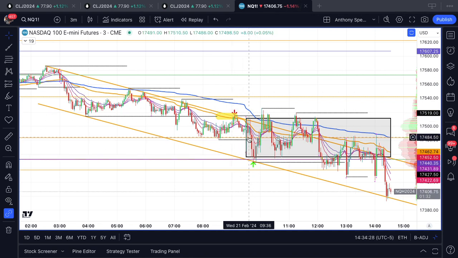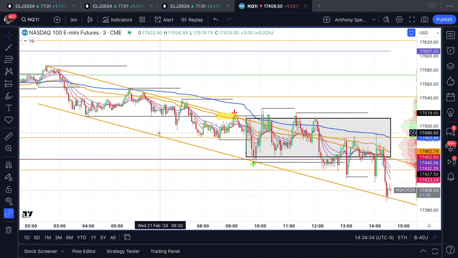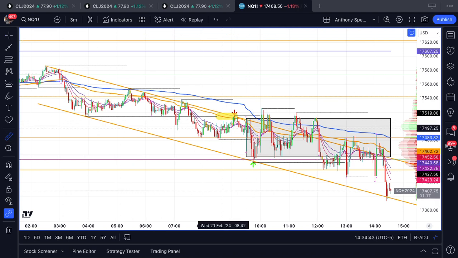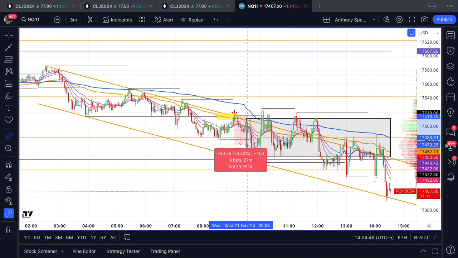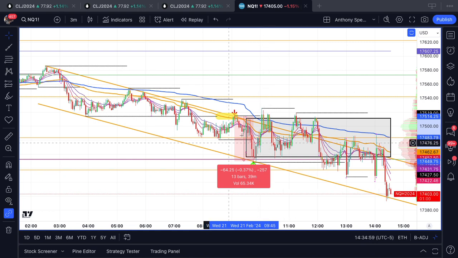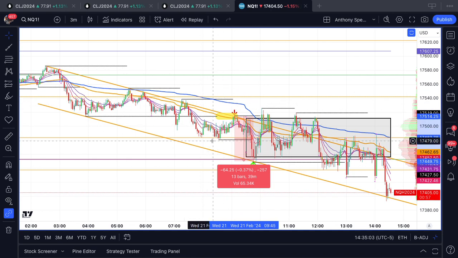Well, we test this pivot, we test this prior low, we break through all of that, we test the lower channel structure and the prior day low, right? I mean, this is a substantial move on the Nasdaq from the channel structure and that prior low there all the way down here to the channel structure at the low of yesterday. 257 ticks.